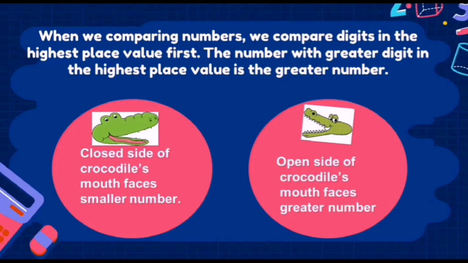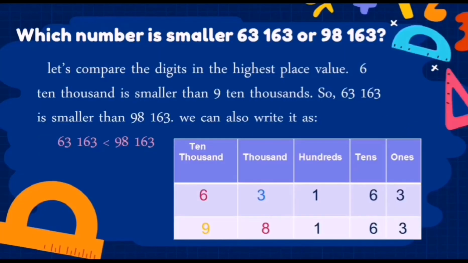So you can see two alligators on the screen. Let's have a look at what they are saying. So the closed side of the crocodile's mouth faces the smaller number and the open side of the crocodile's mouth faces the greater number. Moving to the next slide.